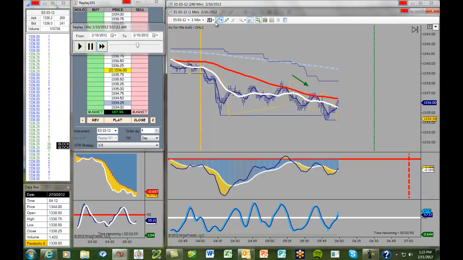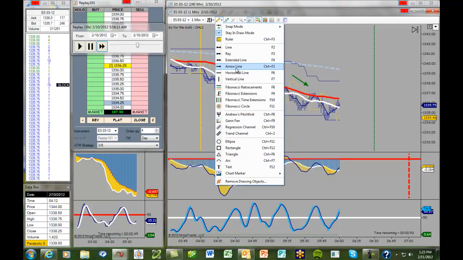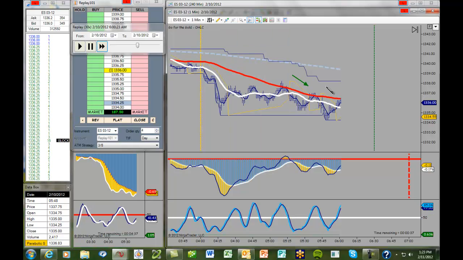Okay, and stomped out again. Now we got $187. And we'll put another arrow here for our trade.